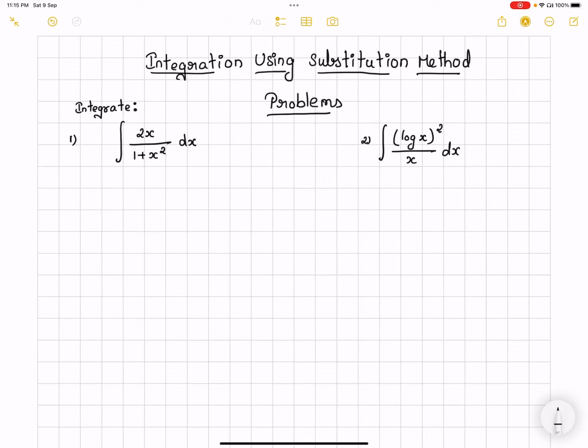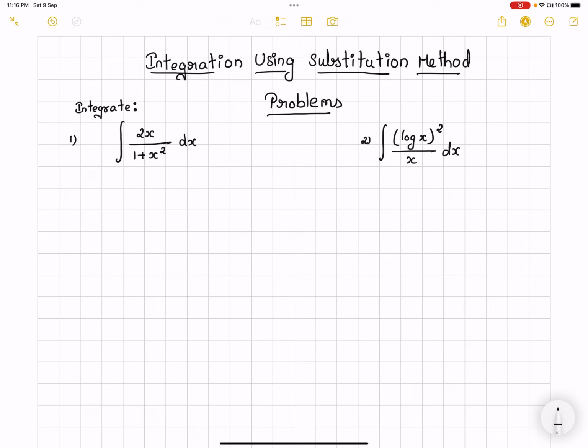Hello everyone, myself Geeta. In this video, we are going to work out the problems based on substitution method. Already we have seen a few on one type of problem under substitution. Now we would be mixing up all the types together and working it out. So let's start with this particular problem.